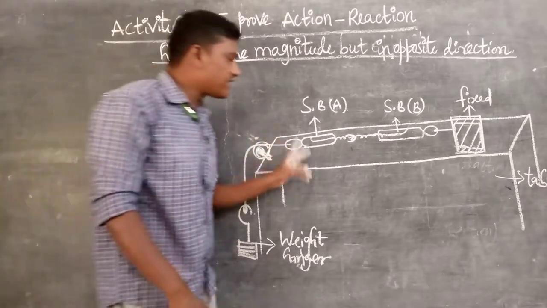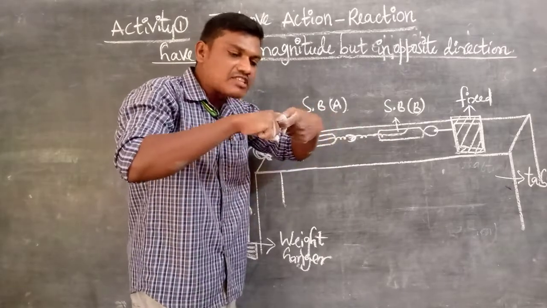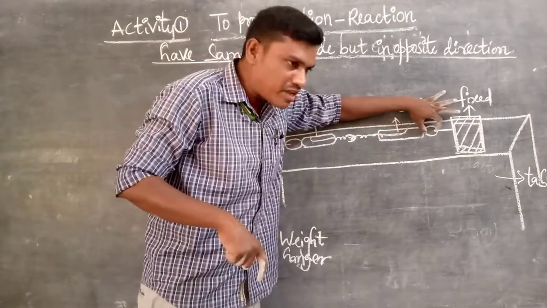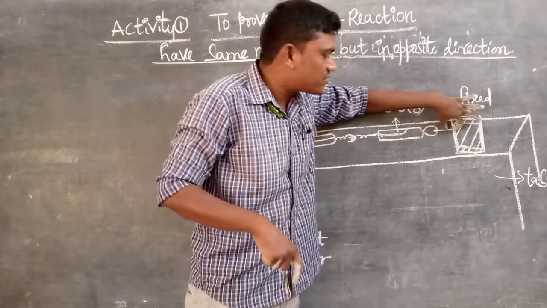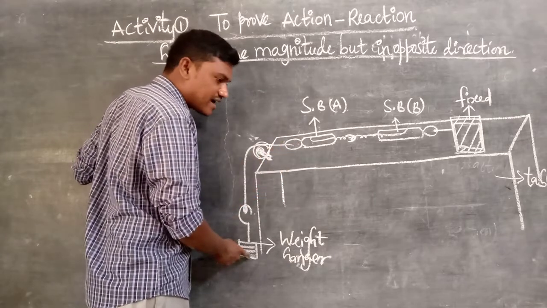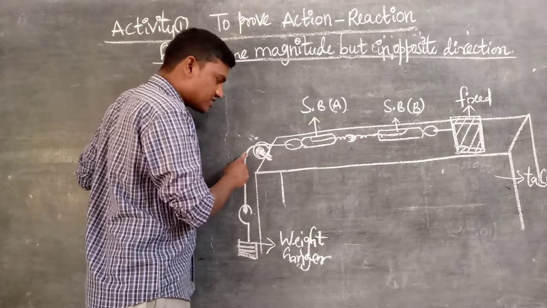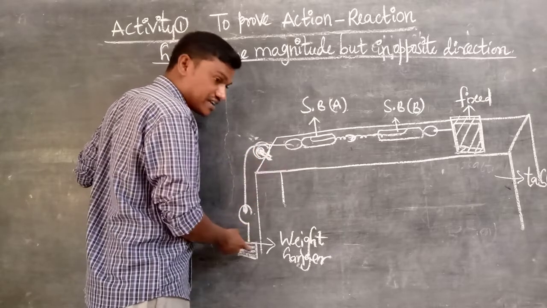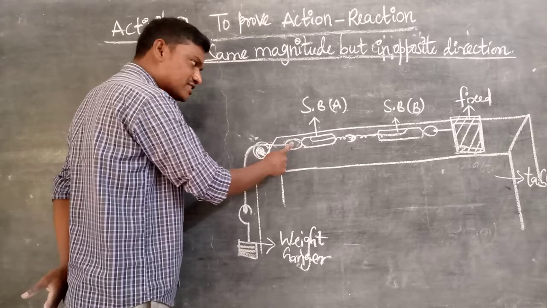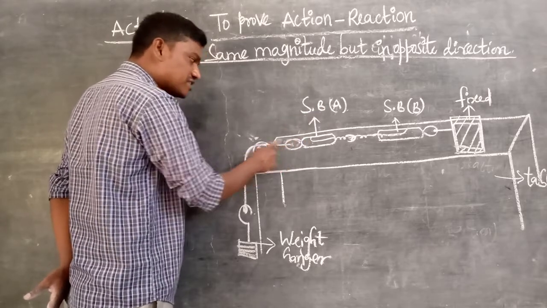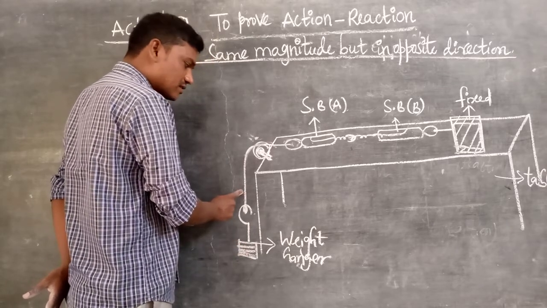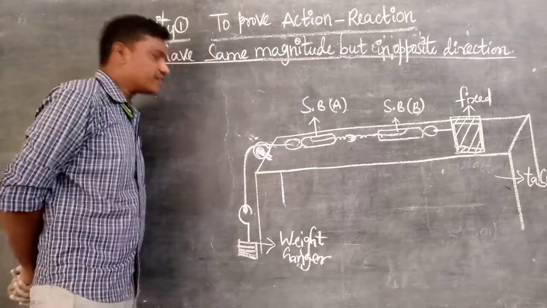Now the other free end of the A spring balance is connected to a weight hanger by passing over a pulley. Listen very carefully. We take the two spring balances. One end of the spring balances are tied together, and the other end of the B spring balance is connected to a fixed support through a string, and the free end of the A spring balance is connected to the weight hanger by a string, passing over a pulley. This is the setup.